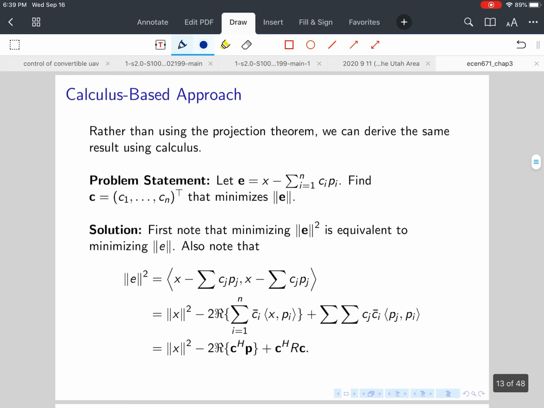Now we could have gotten to the same answer using calculus without using the projection theorem. And let me just walk you through how you would do that, because it's interesting in and of itself. So this is essentially an alternate proof of the orthogonality theorem.